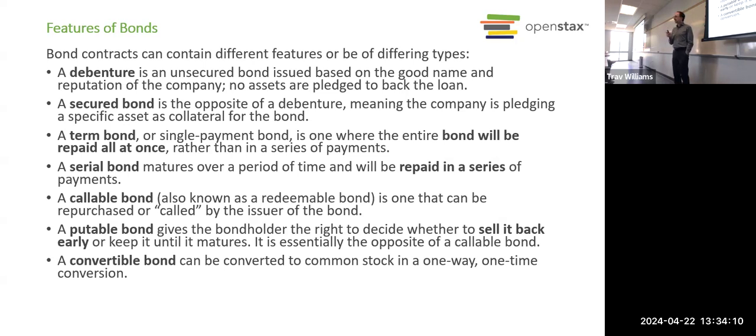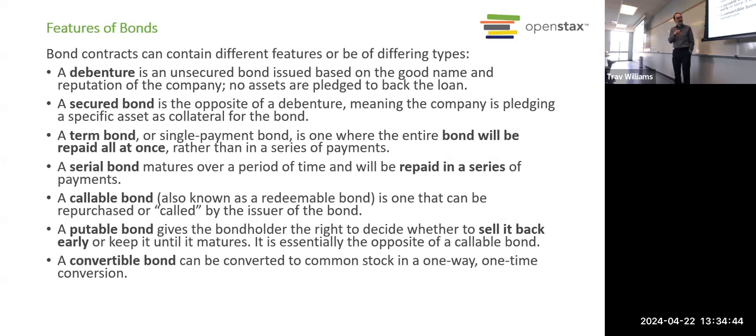Puttable bond is the opposite. It allows the investor to say, I want my money back now. I want my $1,000 of face value now. I don't want to wait till the maturity date. And then I, as a corporation, I have to give them their money back. But of course, then I don't have to pay them any more interest after that. So a puttable bond allows the investor to decide to end the relationship.